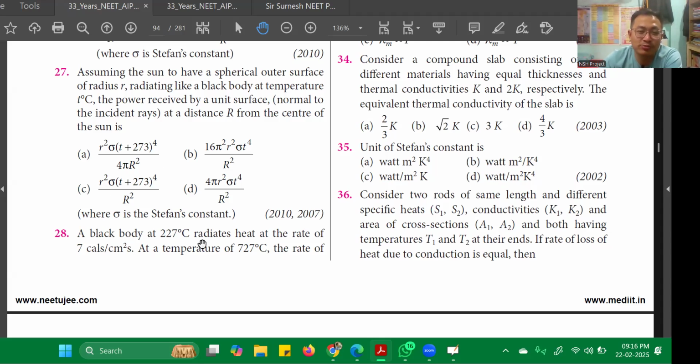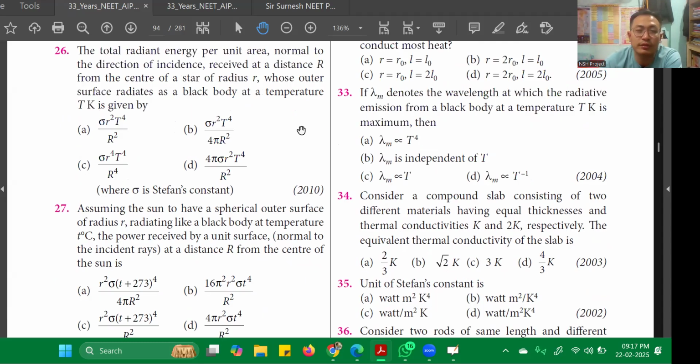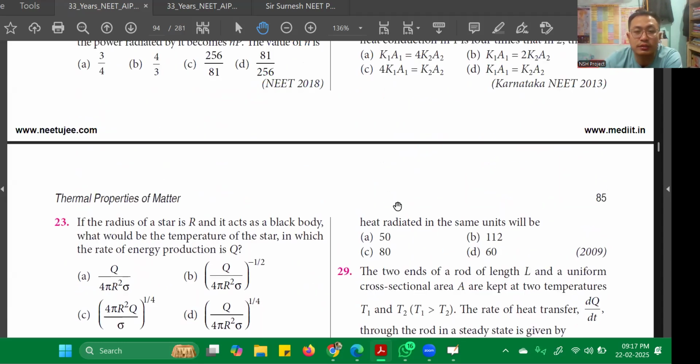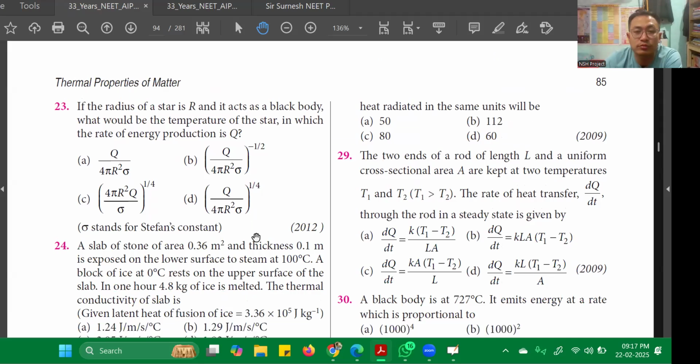A black body at 227 degrees Celsius radiates heat at the rate of 7 calorie per centimeter square second. At a temperature of 727 degrees Celsius, which is equal to 1000 Kelvin, and 227 is 500 Kelvin. The difference between 500 and 1000 is 500. 7 minus 2 is 5 difference. So at a temperature of this, the rate of heat radiated in the same units will be.